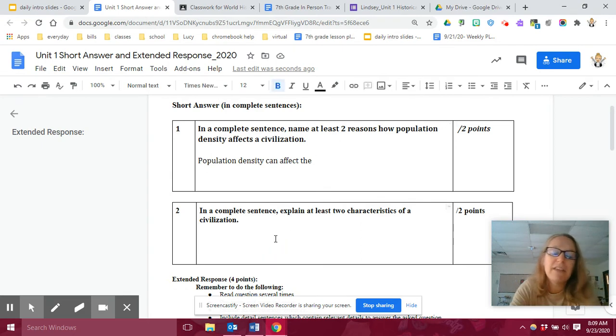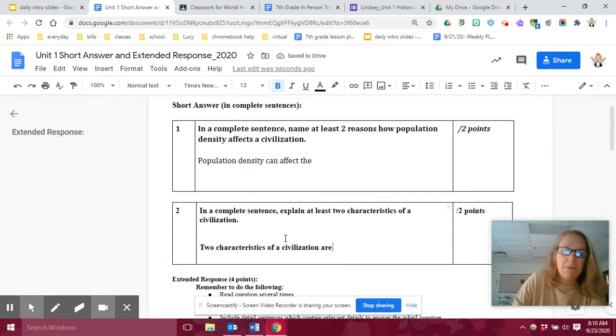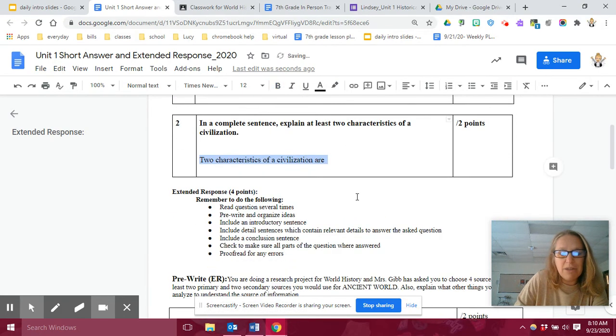In a complete sentence, explain at least two characteristics of a civilization. All right, so we're going to go ahead and restate our question again. So two characteristics of a civilization are, and you can just put blank and then a period. All right, so we have that one down. We're good there. All right, let's go down to the bottom.